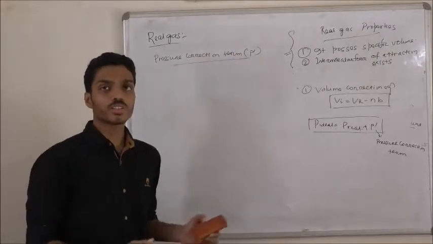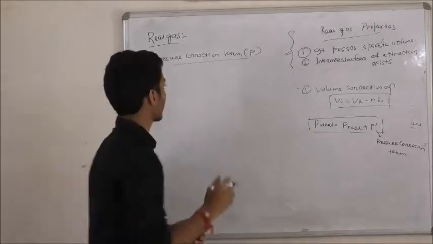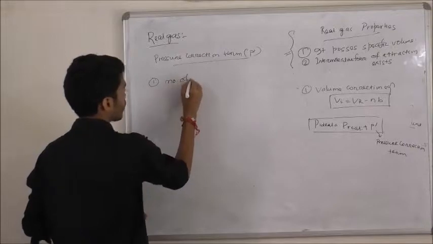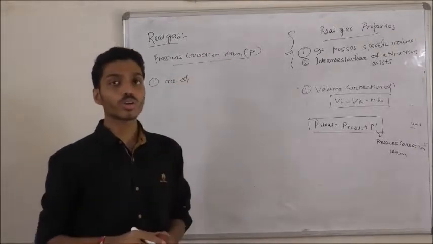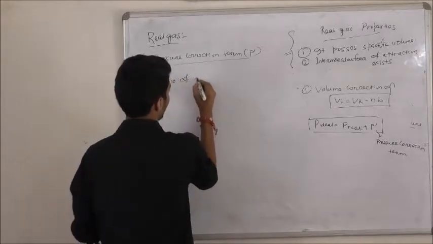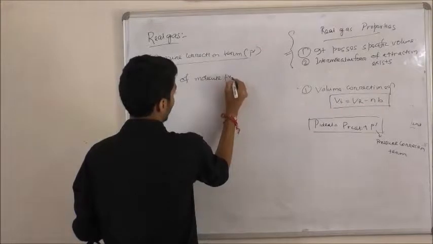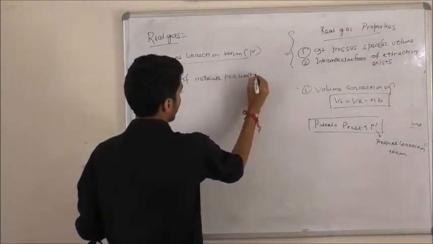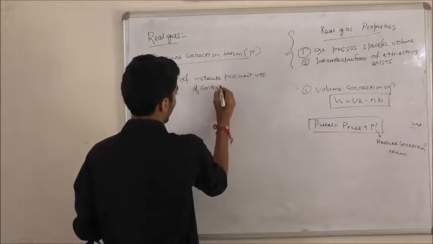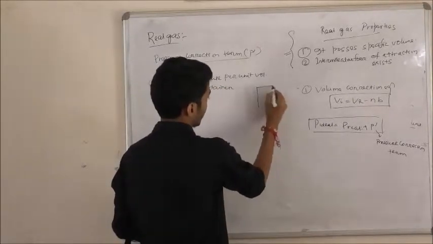Dear students, this pressure correction term, or P dash, depends on two factors. The first one is the number of molecules per unit volume of the container. Why? Let me draw this.